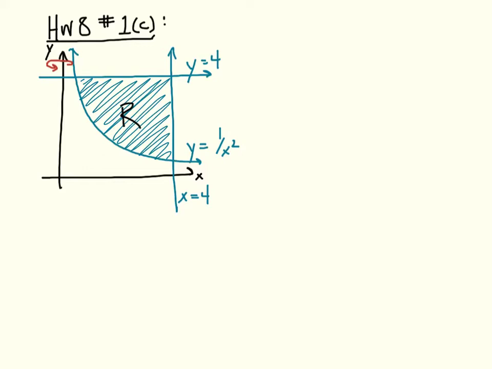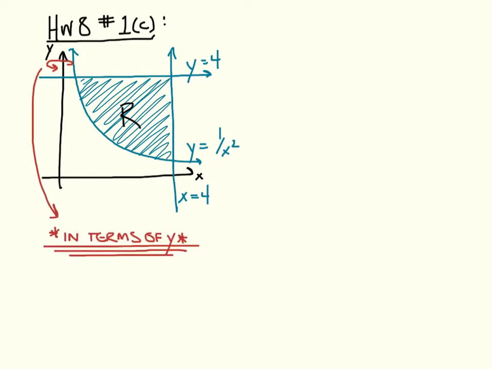First thing we need to realize is that since we're revolving about the y-axis, we have to do everything in terms of y. So that means all of our curves have to be expressed as functions of y, and our bounds have to be expressed in terms of y. So we've got one function here, y equals 1 over x squared, and we want to solve that for x in terms of y.